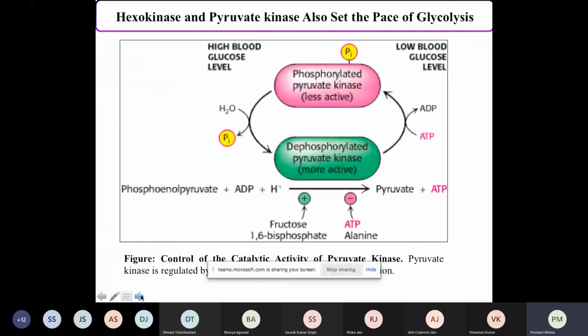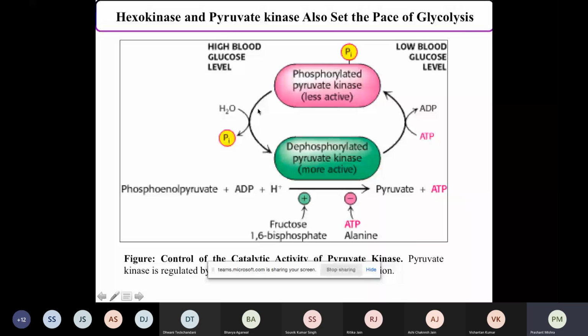It's very simple. I have given you a reaction which shows that hexokinase and pyruvate kinase set the pace of glycolysis. The major job is done by phosphofructokinase, but these two, hexokinase and pyruvate kinase, also help in the glycolysis. Once you have taken care of phosphofructokinase, hexokinase and pyruvate kinase can also affect the pace of glycolysis.